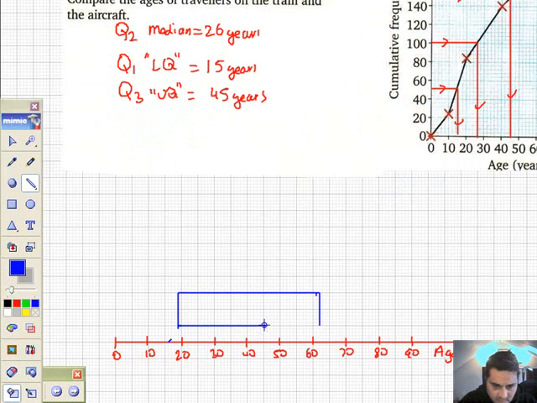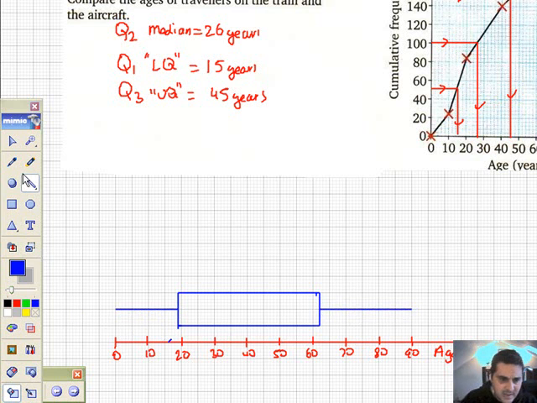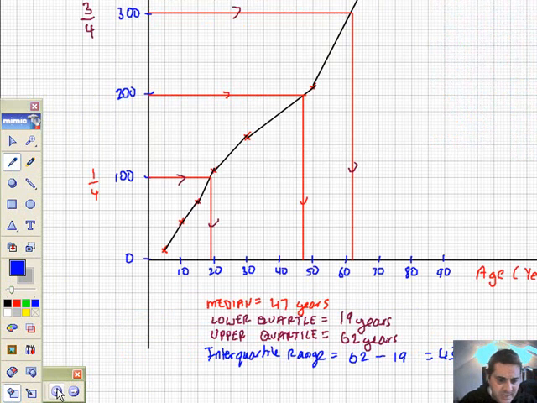Let's try again. I'm going to live with that one, it's alright. Now, make it a bit bigger, just in the line, good. And of course, the minimum age is going to be 0, and the maximum age is going to be 90. So that's that. Let's just draw in the whiskers, because it's a box and whisker diagram. So there you go, 0 to 90, lower quartile, upper quartile, and the median age was 47 years.